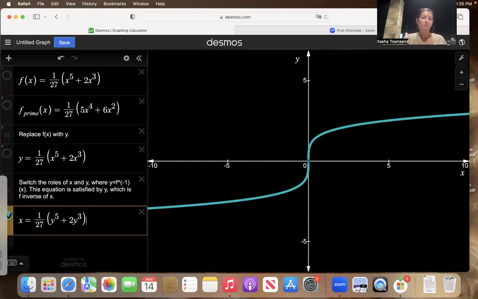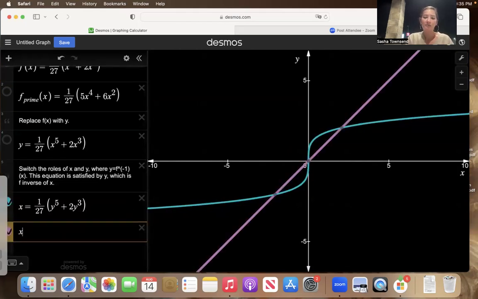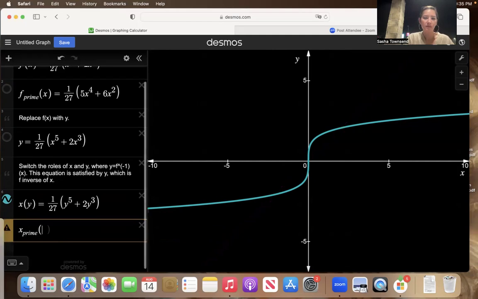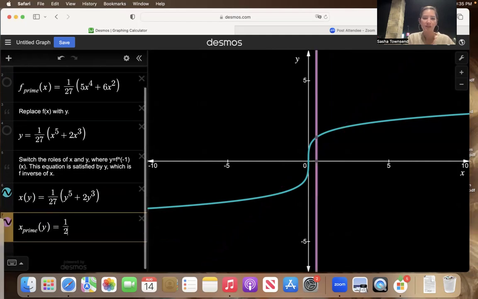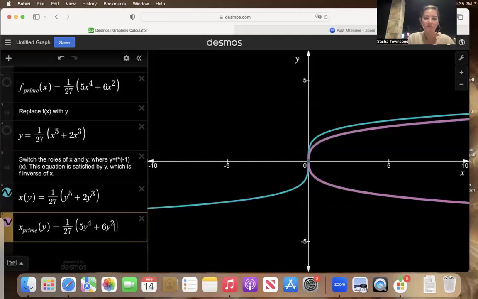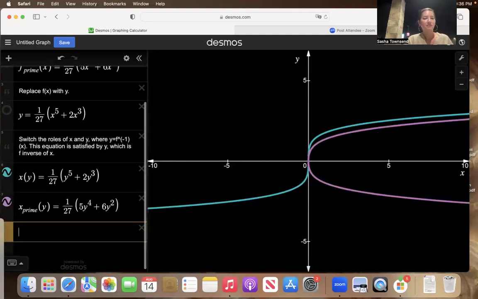Okay, so we know that that's true. So how do you find the derivative of f inverse? Well, compute x prime of y. If this is x of y, then compute x prime of y. See if Desmos likes that notation. It does not like that notation at all. So I'll just call this x prime of y. So I have 1 divided by 27 times 5y to the 4th plus 6y squared. And then the derivative of f inverse is the reciprocal of that.